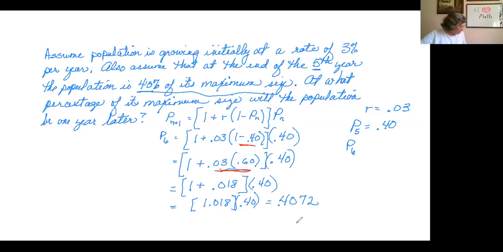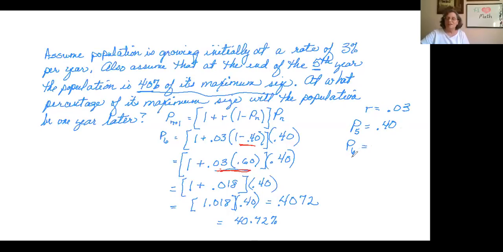Now, they always round that. Watch on your instructions and see how that says to round it up or to round it off at all. That is essentially 40.72%. So at the beginning of the year, or the end of the previous year, it was at 40% of the maximum capacity for the population.